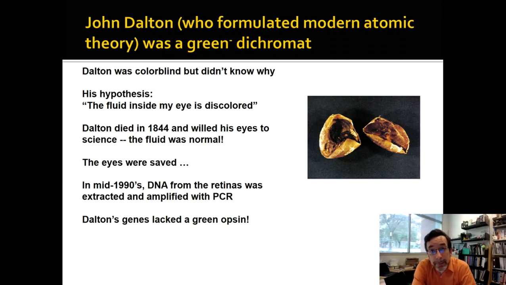Because they were preserved, we actually were able to do PCR on them and figure out the DNA. We could look at his genes, and we looked at his opsin genes. And it turns out you have a different gene for blue opsin, red, and green. And he did not have a functional green opsin gene. That gene was messed up. And so, more than 100 years after he first wondered about this, we did actually have proof of what his problem was.